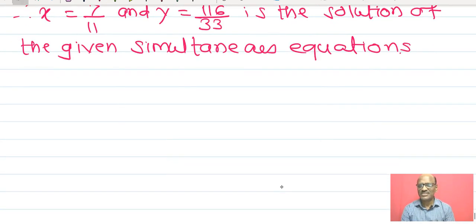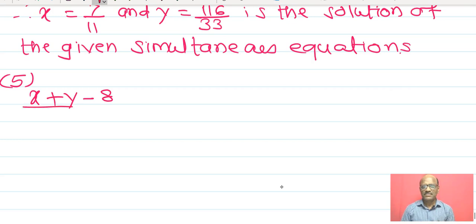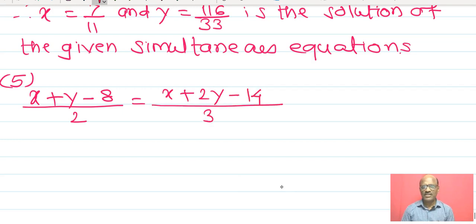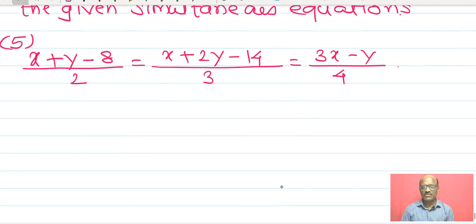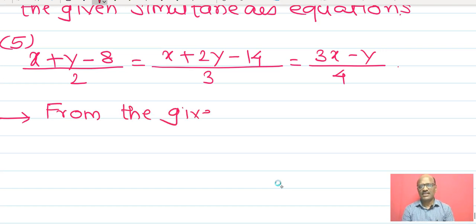Given simultaneous equation, because it is extracted from the 12th standard differential equation. Now x plus y minus 8 upon 2, x plus 2y minus 40 upon 3, 3x minus y upon 4. Now equate first and second and third. You will get the two equations, simultaneous equations.